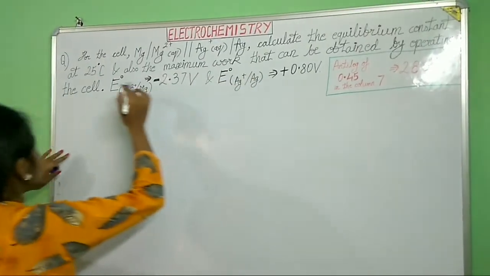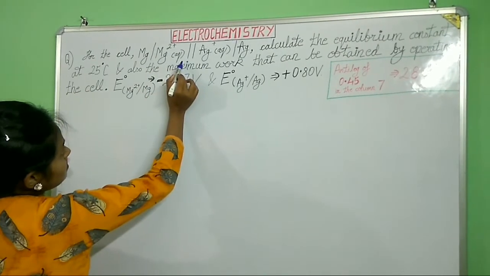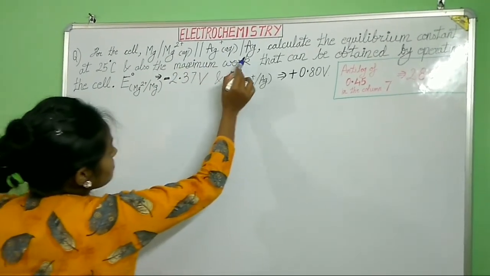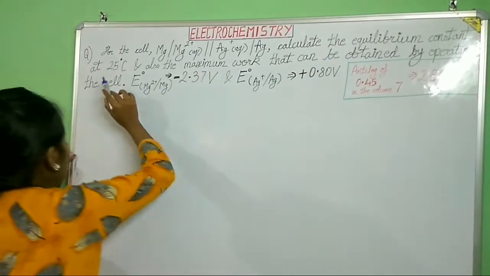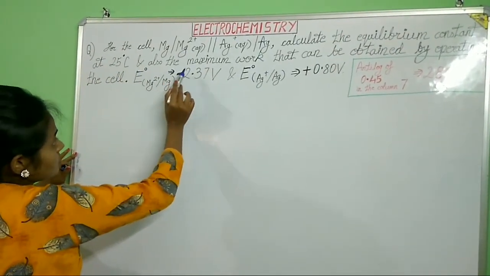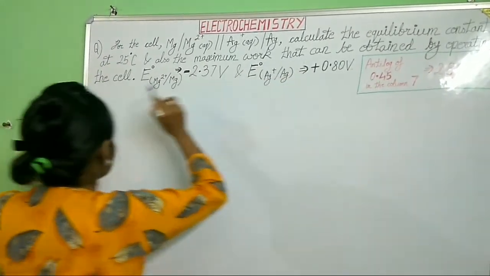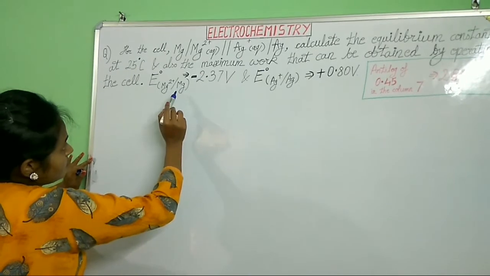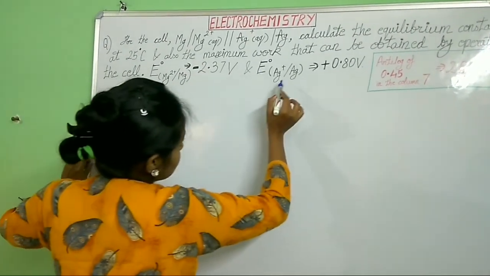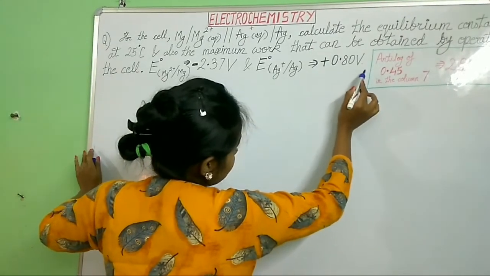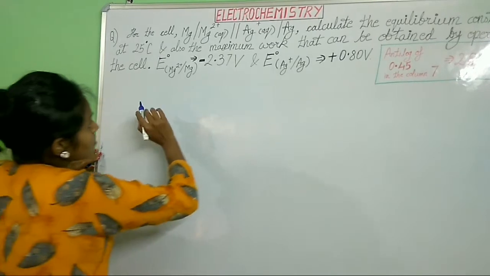The next question is, for the cell Mg oblique Mg2 plus aqueous and Ag plus aqueous oblique Ag, calculate the equilibrium constant at 25 degrees Celsius and also the maximum work that can be obtained by operating the cell. E0 for the Mg electrode is given as minus 2.37 volt and E0 for the Ag plus electrode is given as plus 0.80 volt.